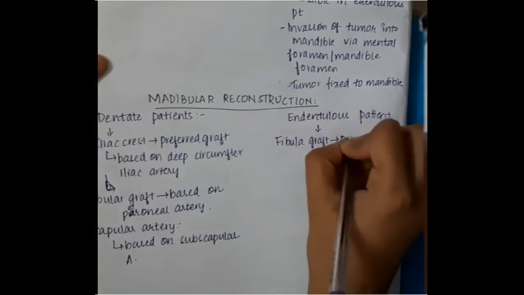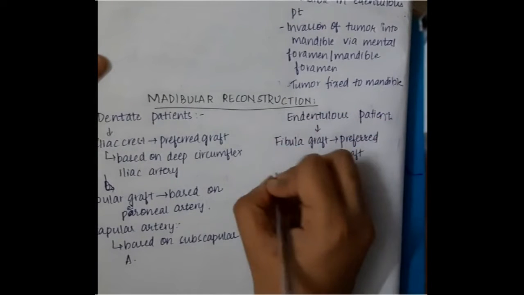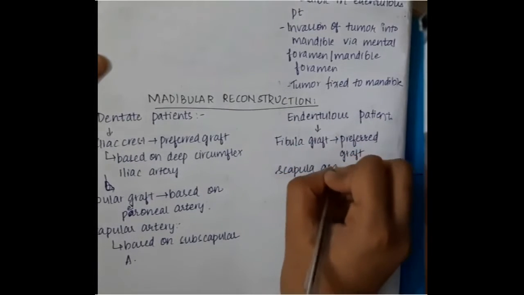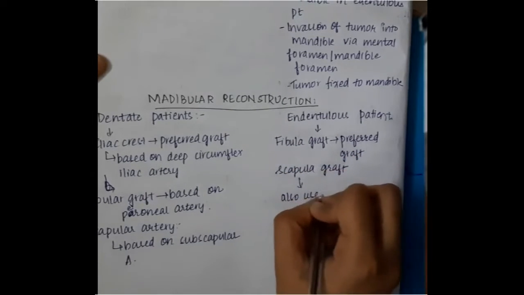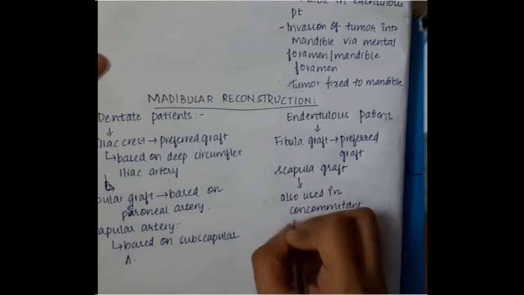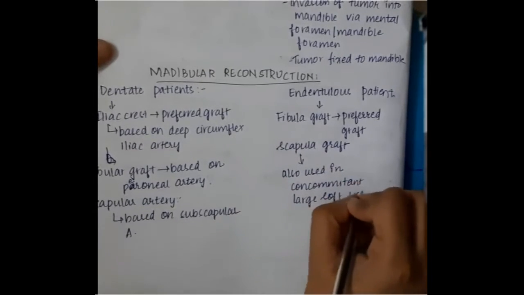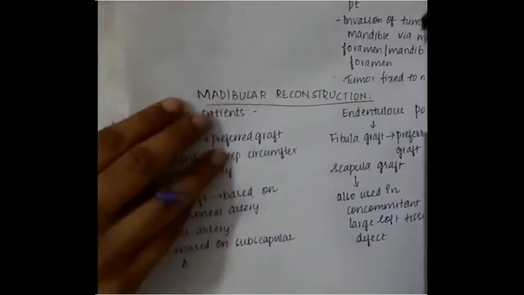Then we have edentulous patients, that is, without teeth. In them fibular graft can be preferred, and scapular graft is also used in concomitant large soft tissue defects.